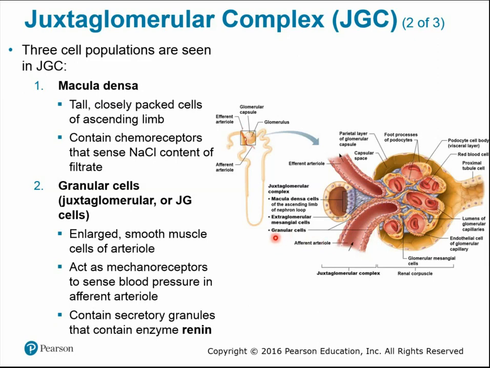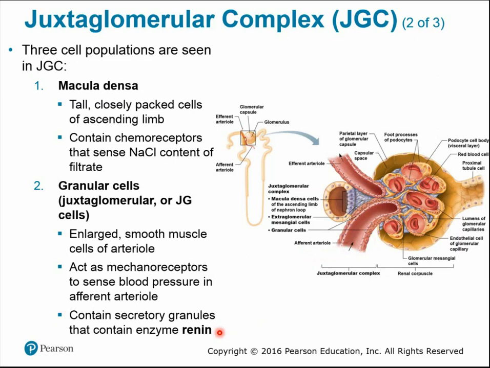So similar to how we had those baroreceptors in the carotid arteries to monitor blood pressure, we have some of these mechanoreceptor stretch-receptor cells in this afferent arteriole, so we can make sure that blood pressure isn't too high or too low. So these are the cells that will actually release that enzyme renin to kickstart your renin-angiotensin-aldosterone mechanism.